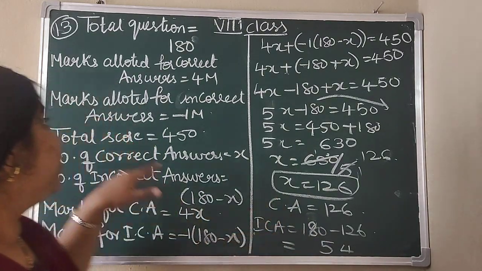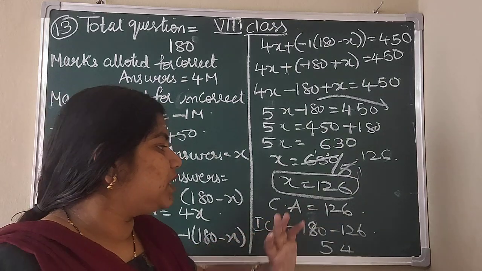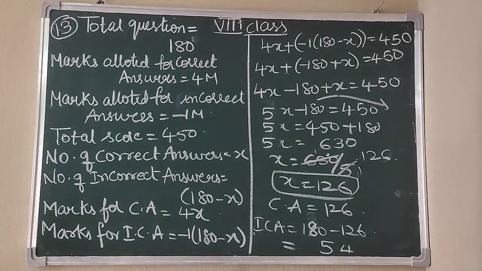So x is nothing but what here? x is nothing but the correct answers. So the number of correct answers is 126 and the incorrect answers are 54. So this is our solution. So this is our 13th solution. Next is the 14th one.